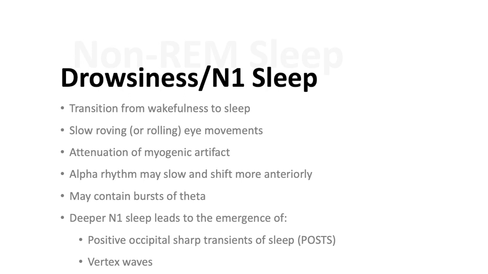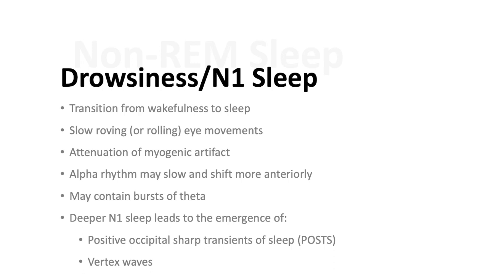It's identified by slow roving or rolling eye movements, which looks sort of like the horizontal movements of the eyes we saw before, but in a much slower manner. There's an attenuation of the myogenic artifact that we discussed earlier. And also the alpha rhythm begins to slow and shift more anteriorly. The background may also contain bursts of theta. As you progress into deeper stages of N1 sleep, you will see the emergence of positive occipital sharp transients of sleep, or POSTs, and vertex waves. We will go into more depth about what those waveforms appear like during your review.